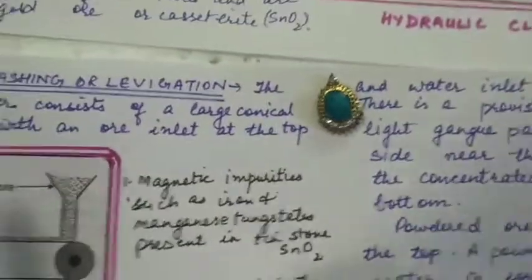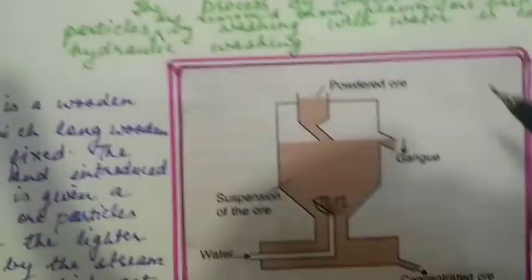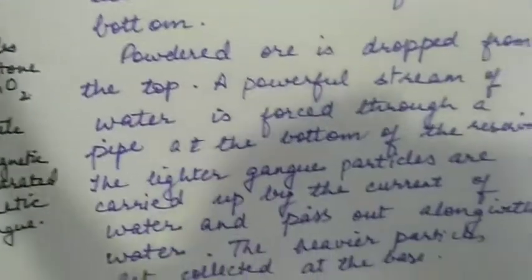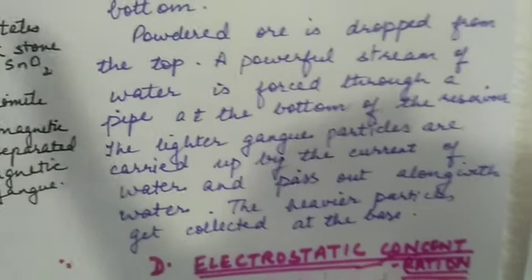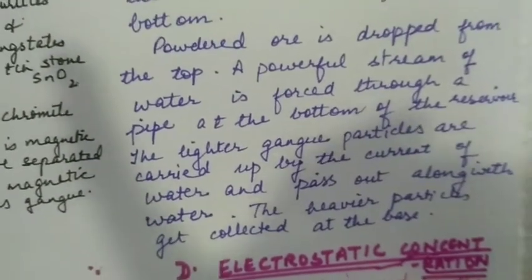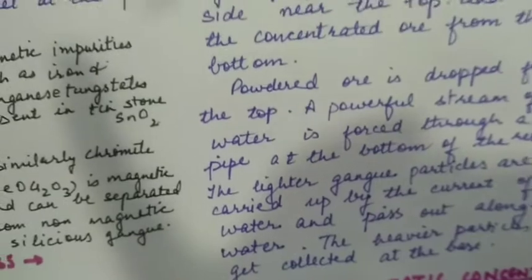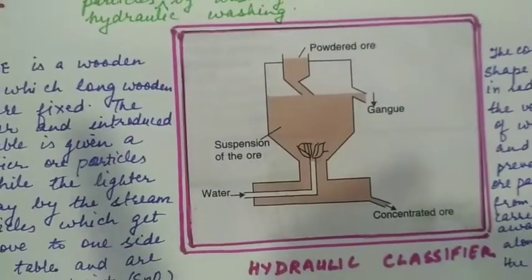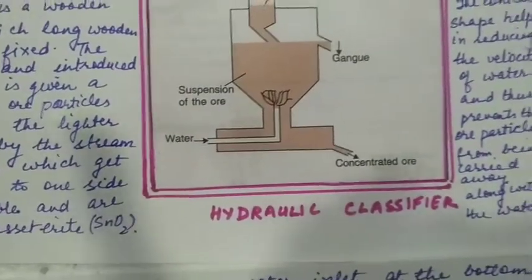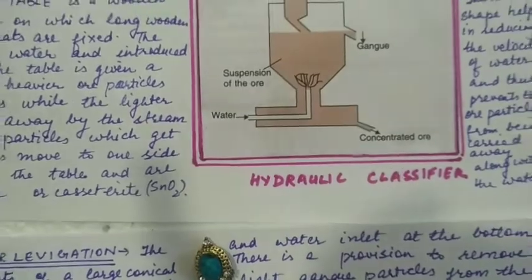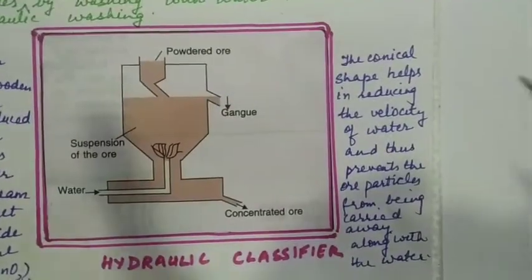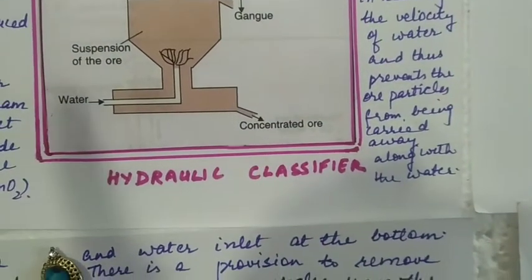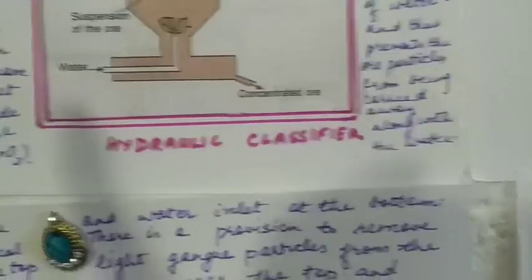The powdered ore is dropped from the top and water is forced through the pipe at the bottom of the reservoir. The lighter gangue particles are carried up by the current of water and pass out along with the water. The heavier particles get collected at the base and can be removed from this outlet for concentrated ore. The conical shape helps in reducing the velocity of water and thus prevents the ore particles from being carried away along with the water.